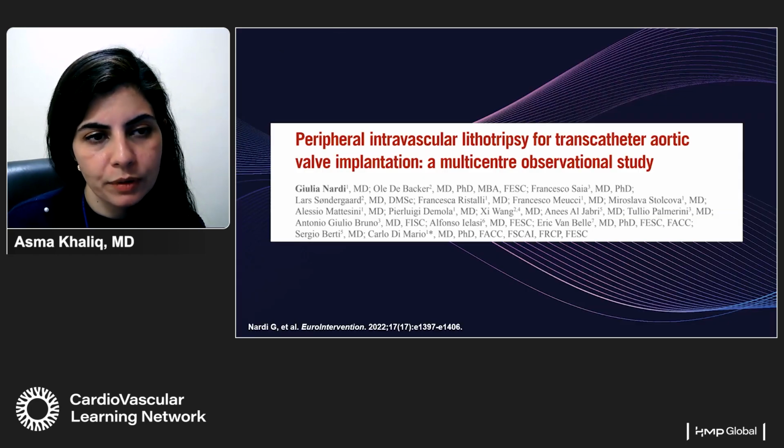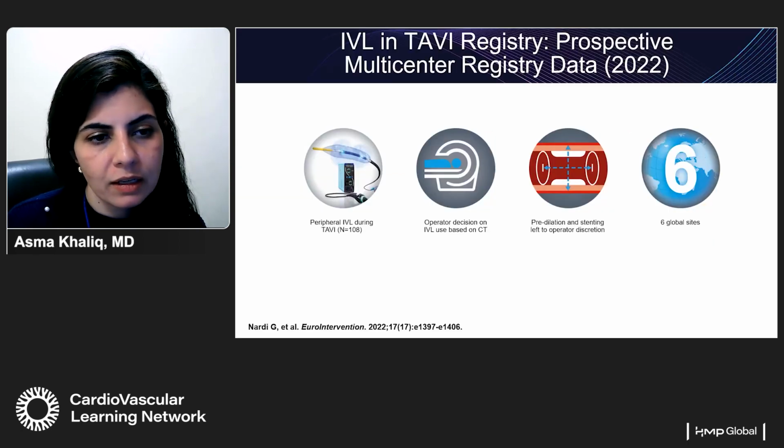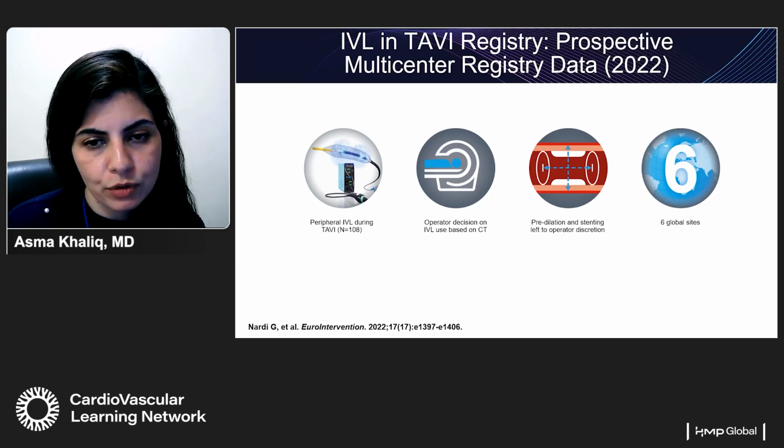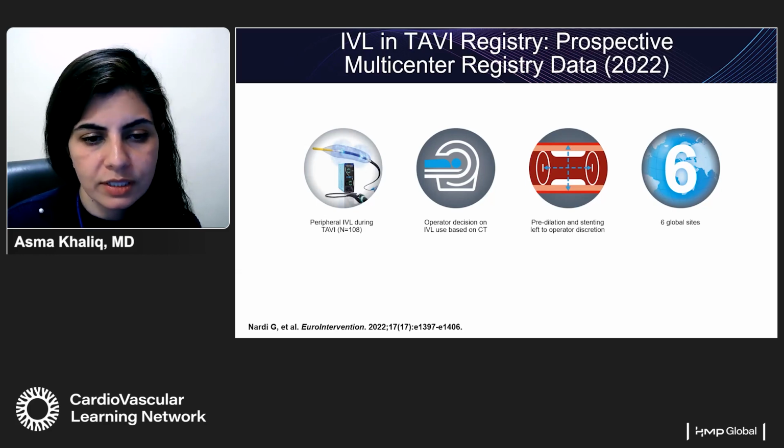Again, this is another recent study published by Nardi et al. in Neurointerventions in 2012, which showed specifically peripheral IVL for TAVR implantation, and it was a multi-center observational study. There were about 108 IVLs done in TAVI patients. The use of IVL was operator-driven. Pre-dilatation and stenting were also left to the discretion of the operator. There were 6 global sites in the study.